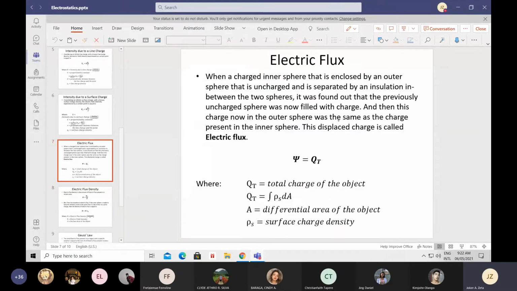Electric flux. What is electric flux? When a charged inner sphere is enclosed by an outer sphere that is uncharged and is separated by an insulation in between the two spheres, it was found out that the previously uncharged sphere was now filled with charge. And this charge in the outer sphere was the same as the charge present in the inner sphere. This displaced charge is called electric flux.